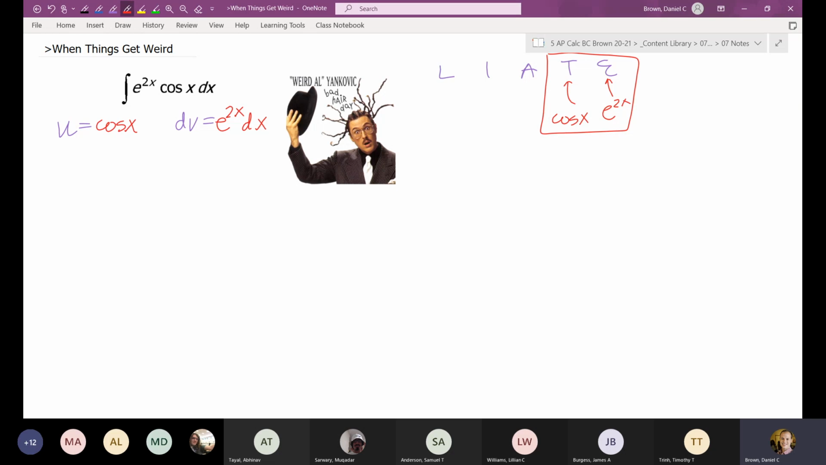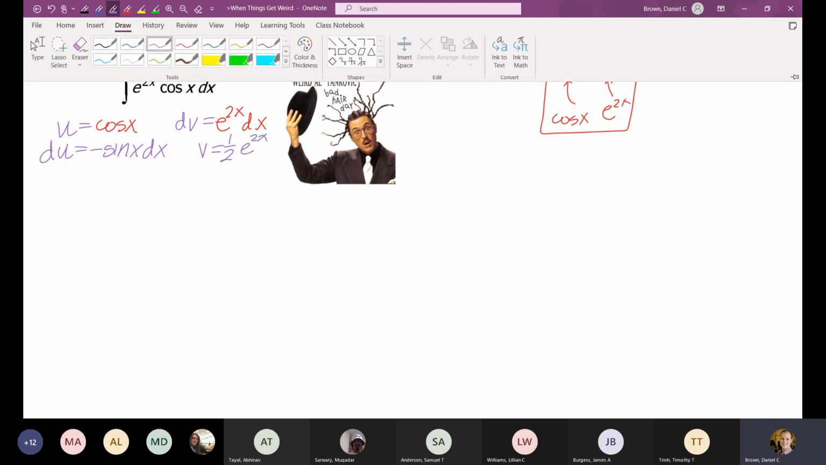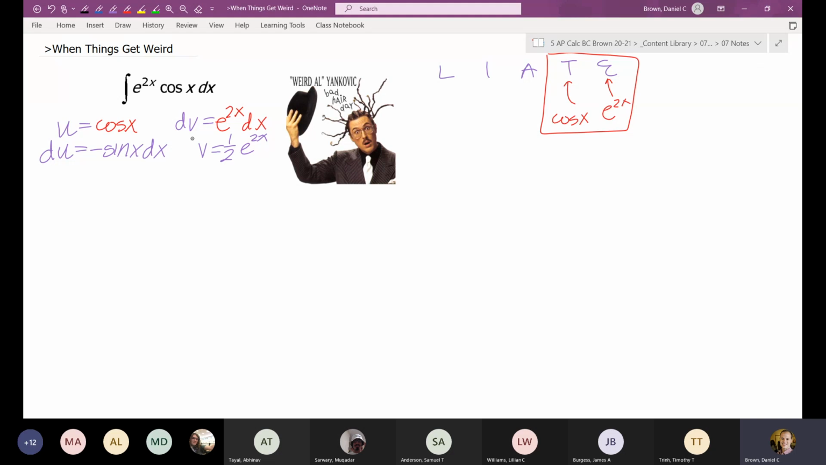And I want to just do it as I know how to do it. What is du going to be? The derivative of cosine is negative sine. Integrating e to the 2x, don't forget your u substitution. u is 2x, u prime is 2, so we're going to have 1/2 e to the 2x left over. Then we're going to go ahead and do u times v minus the integral of v times du.